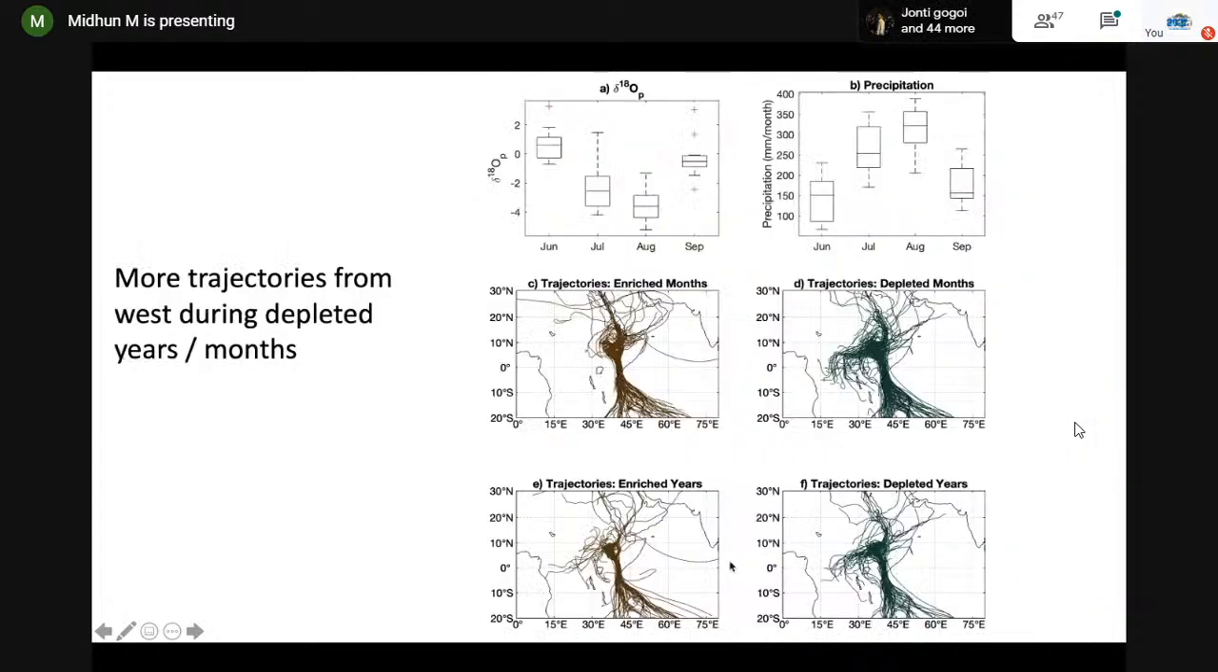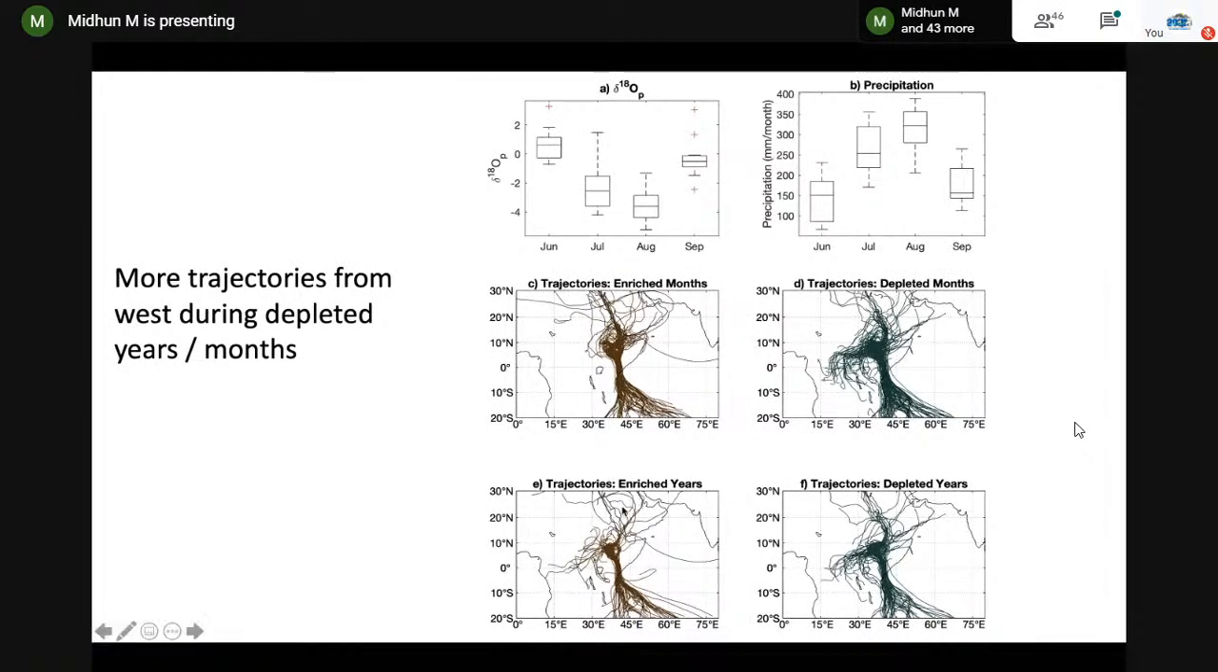So to check this hypothesis, I did a back trajectory analysis too. This diagram shows the back trajectory of air parcels reaching 500 meters above surface in Addis Ababa. During enriched months, you see more trajectories coming from the Indian Ocean. For depleted months, the Indian Ocean trajectories are still there, but you get a greater number of trajectories from the west. Okay, so this is on a monthly time scale.